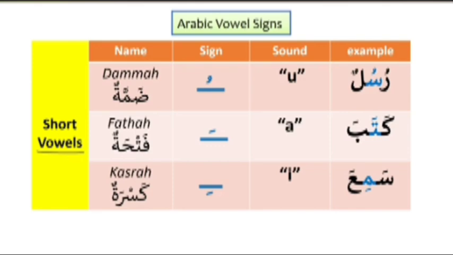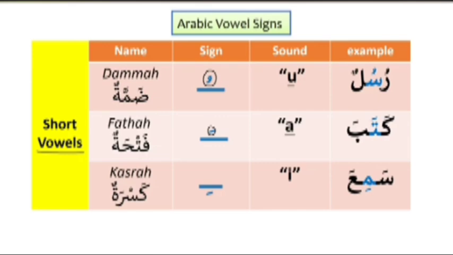So the first one, since we are learning Arabic, we need to know the names in Arabic. The first one we can see here is round, like a comma. It's called dhamma, dhammatun, and it has the u sound, as we can see over here, rusulun. It shouldn't be pronounced as rosulun because it's the ru sound, so it will be rusulun. Then the second one is fatha, a small strike above the letter, fathatun, and it's the a sound, as we can see over here, kataba.